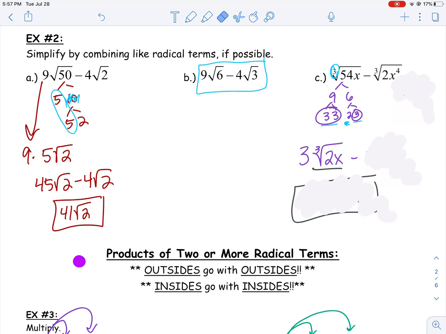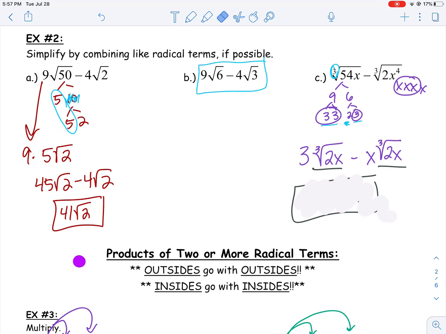All right, look at the next term. I have a 2 underneath there. Doesn't have any friends, doesn't have any partners, so the 2 can't come out. It has to stay inside. But I do have 4 x's, and if I'm looking for groups of 3, it looks like I can bring out one group of x's, and then I have a lonely x that's inside. So my second term reduces to a negative x times the cube root of 2x.